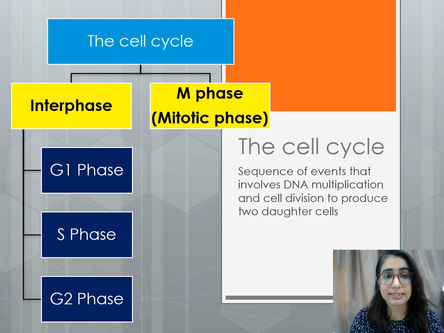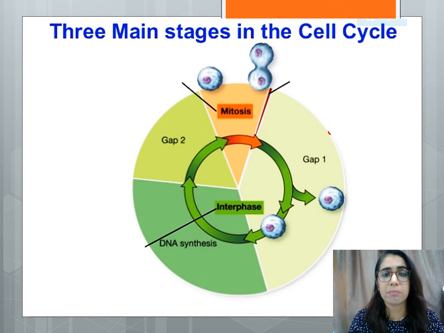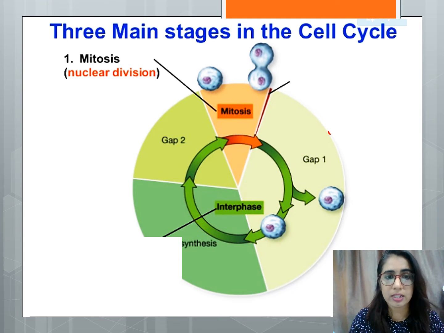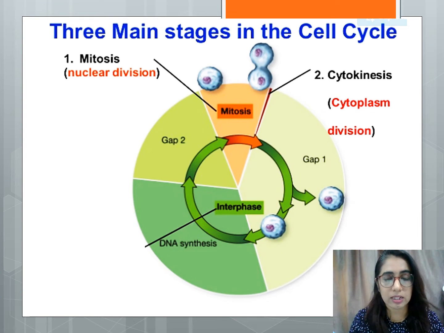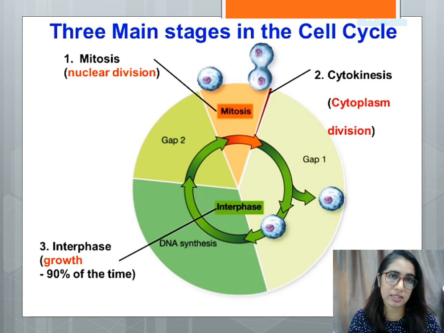In the cell cycle, we have 2 phases, the interphase and the mitotic phase, or M phase. In the interphase, we have the G1, S and G2 phases. We will see what these phases are about. Basically the cycle is about growth and reproduction of new cells. The main stages are mitosis, which is nuclear division or karyokinesis, and cytokinesis, which is cytoplasm division, and then the interphase, the growth phase that takes up 90% of the time. The interphase has G1, G2 and the DNA synthesis phase, the S phase.